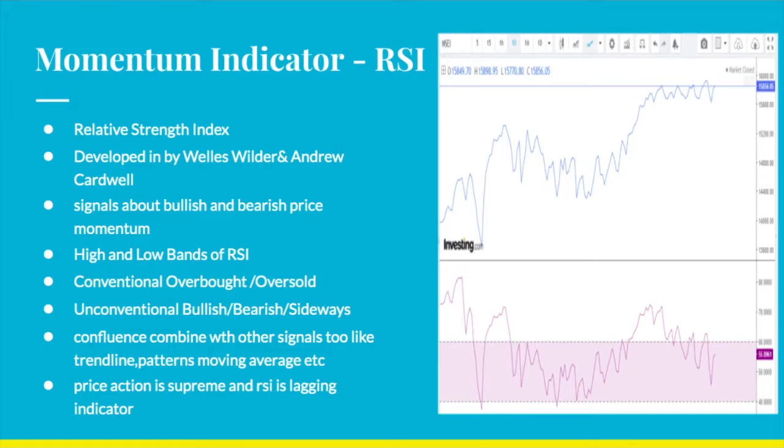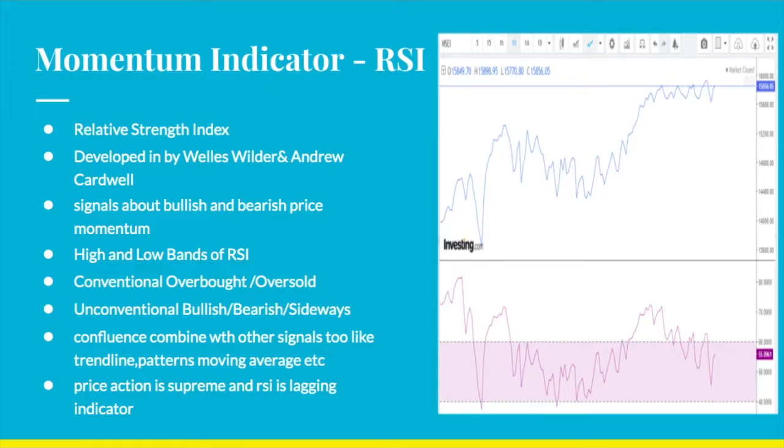The RSI gives signals about the bullishness or the bearishness of the price momentum. The RSI would have a high band and a low band. By default it's 70 and 30, but I will be using 60 and 40. That works for me. You could also try that, or if you have back tested, you can have your own parameters. But what I am discussing is what I have found comfortable with. So these are the two band ranges.